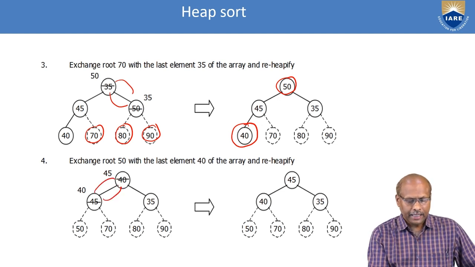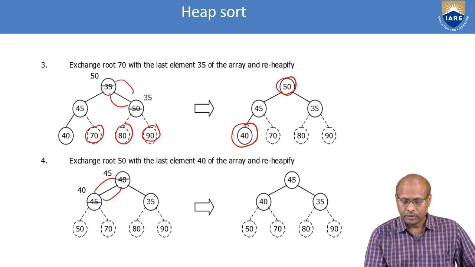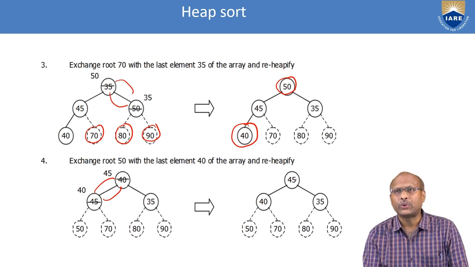After interchanging, I will get 40 here, 45 here. Then compare 40 with both the children. But here there are no more children. So stop. So this is the process. Now 45 has come up. Now 45 is the root.